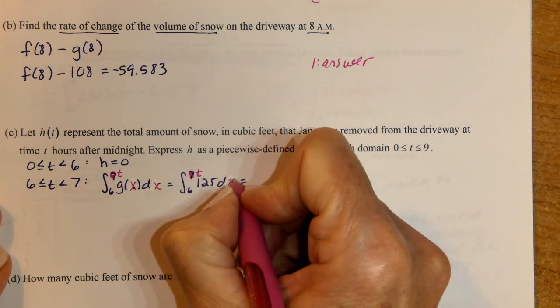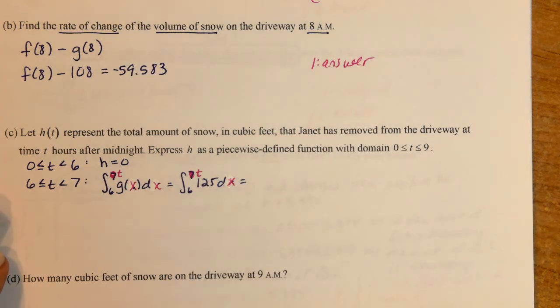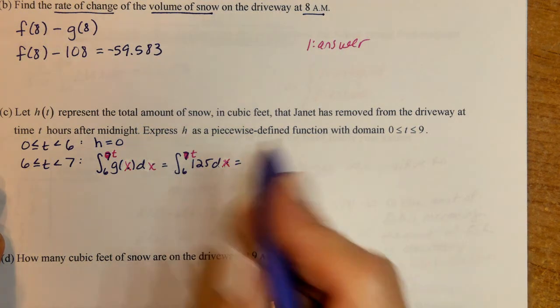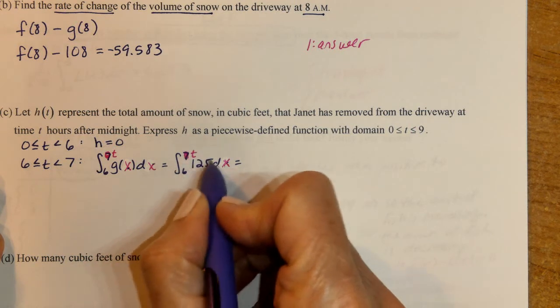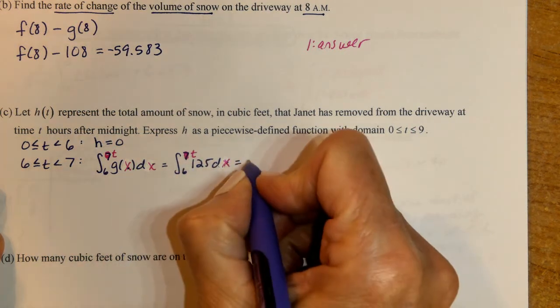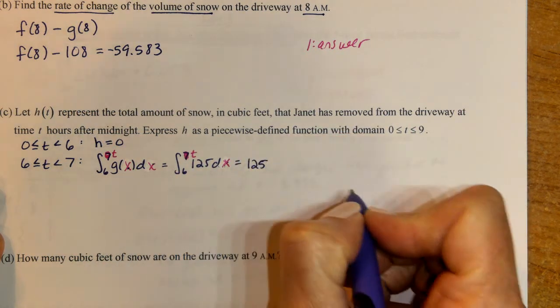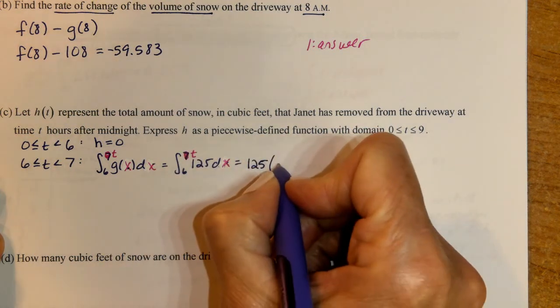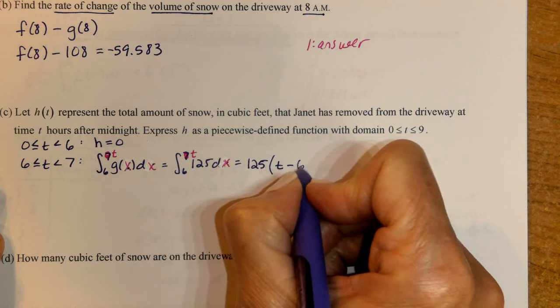You could leave it a t if you wanted to, and that would be totally fine. But I'm just going to do that. Okay. So we want to integrate this. It's a constant, so I know what to do with a constant in a definite integral. It's that constant times the top boundary minus the bottom boundary.